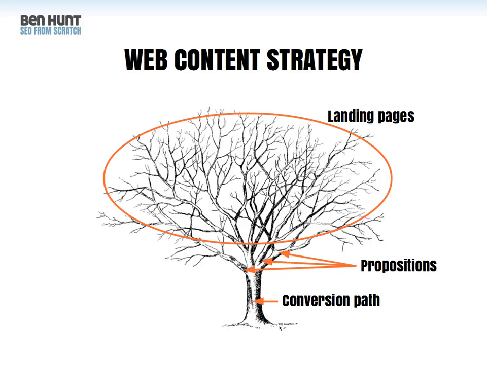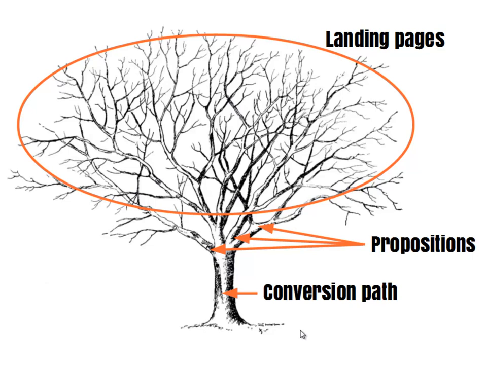Now, as the final part of this overview, I want to talk to you a bit about web content strategy. This is a picture that I'd like you to hold in your mind, and I think it's a really useful model to help you picture a website. So a website is like a tree. The core part of your site is the trunk of the tree. This is your conversion path, as I call it.